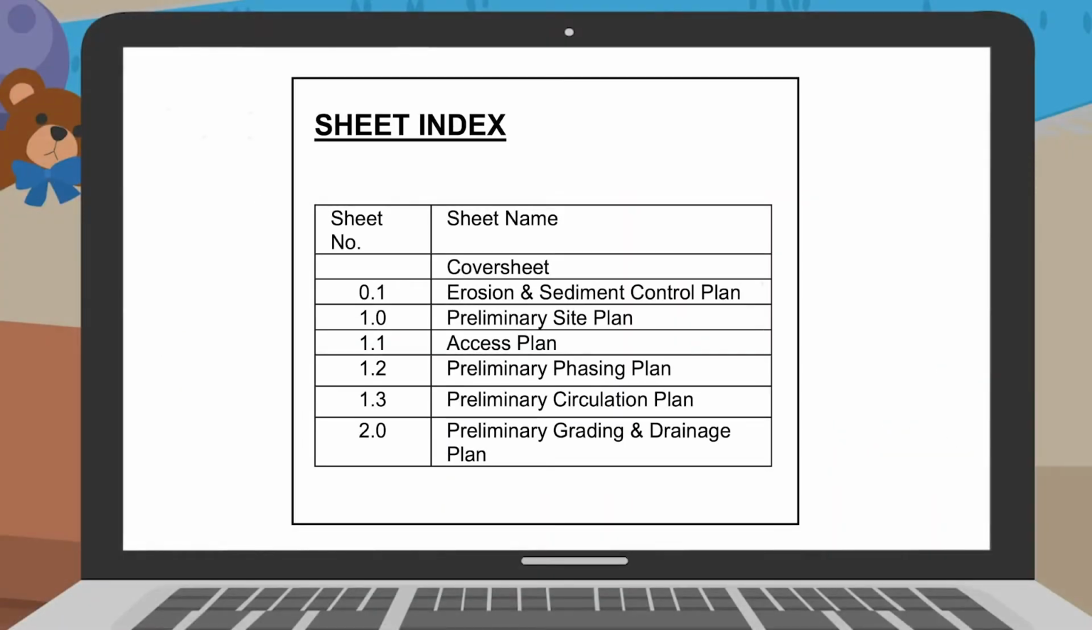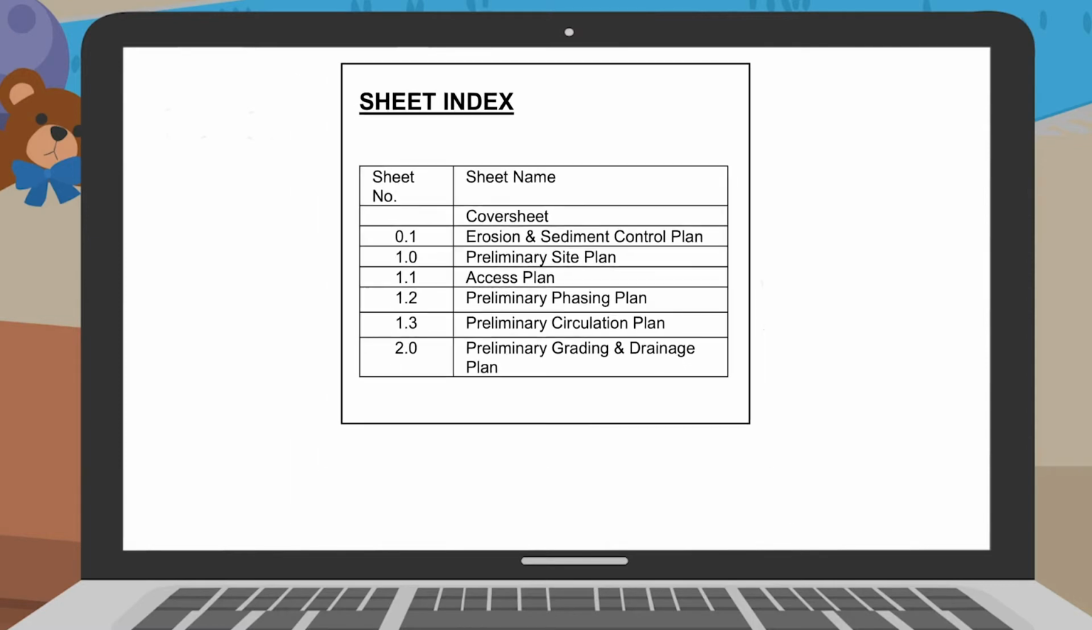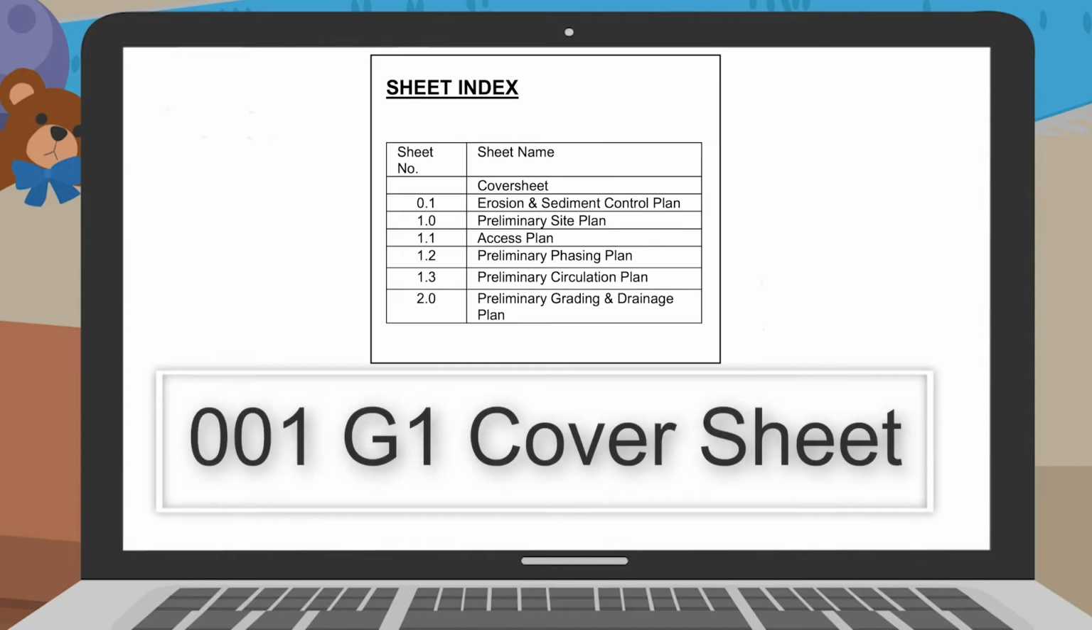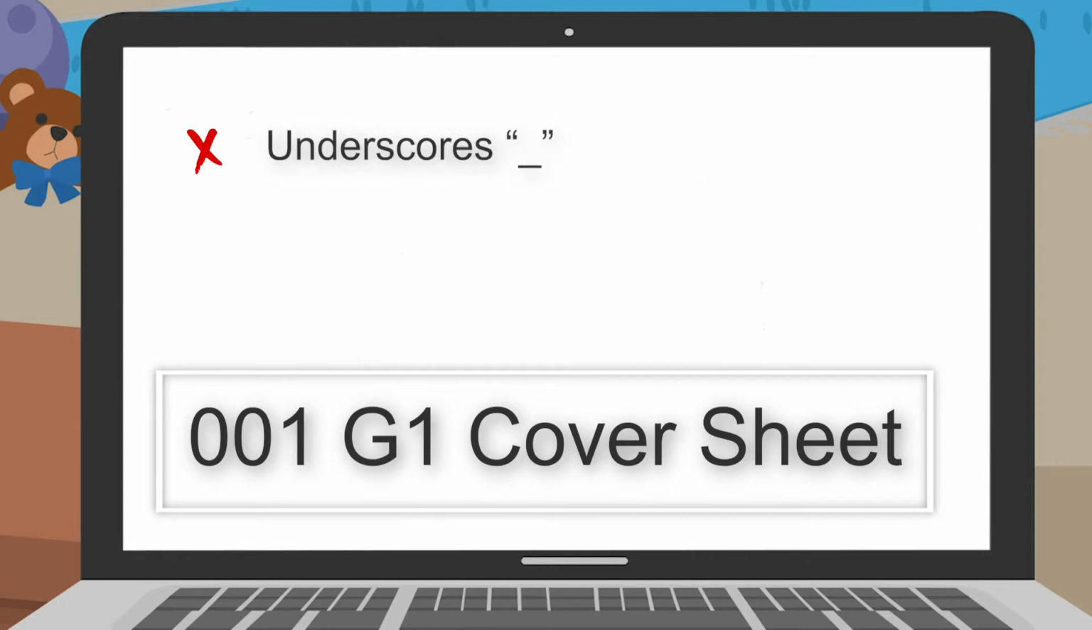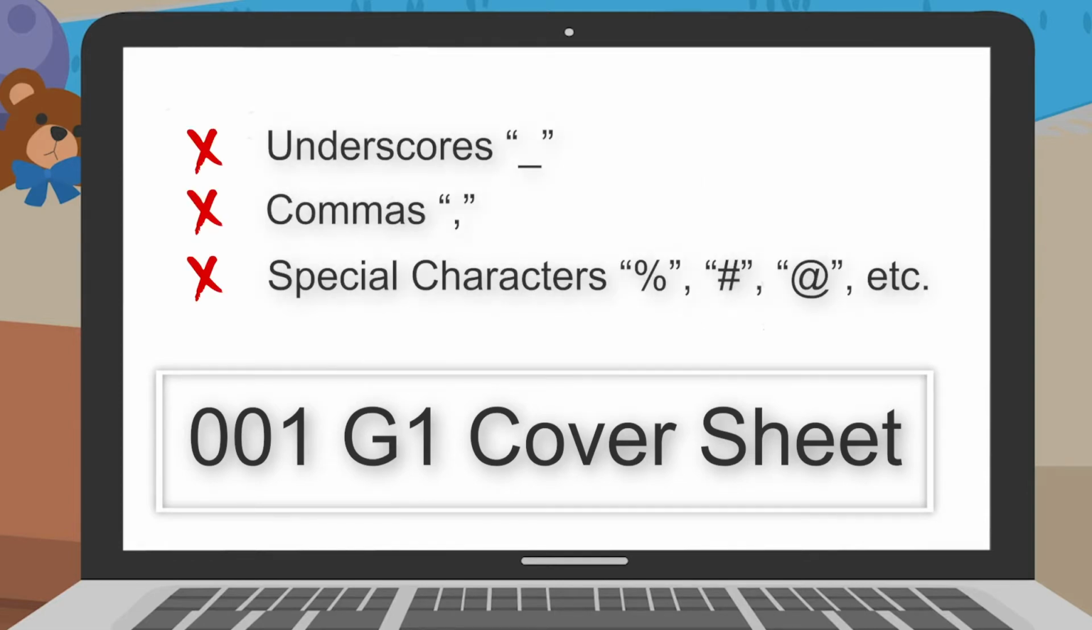Here is an image of an example sheet index commonly used in projects. Let's say you are uploading 3 sheets in Project Docs, and the first file is the cover sheet, which is a general document. You would name the file 001G1 cover sheet. Notice that there are no underscores, commas, or any special characters, but there are spaces.